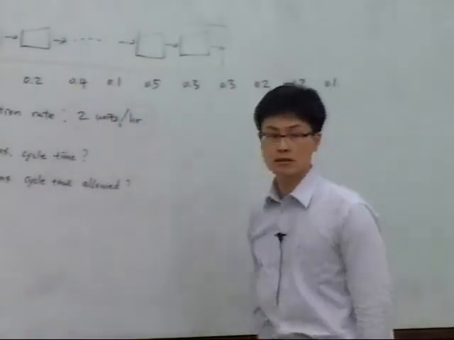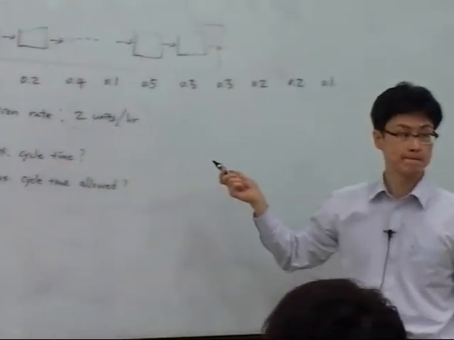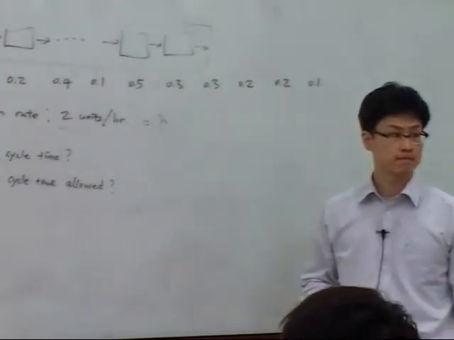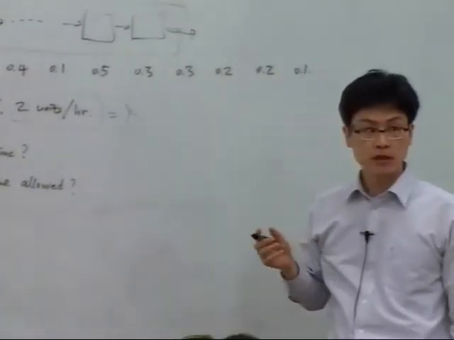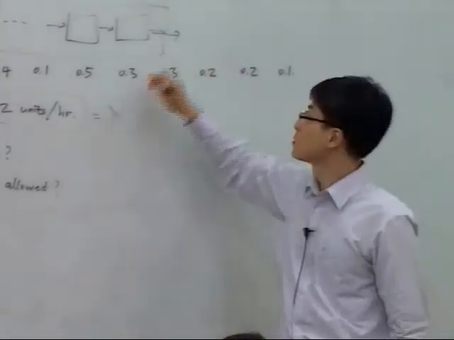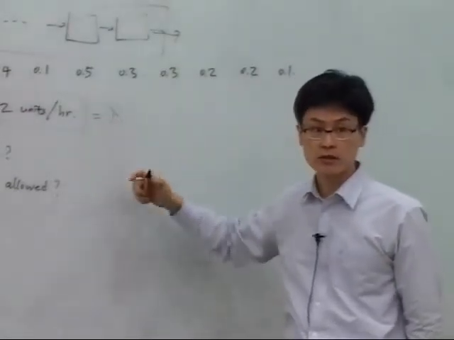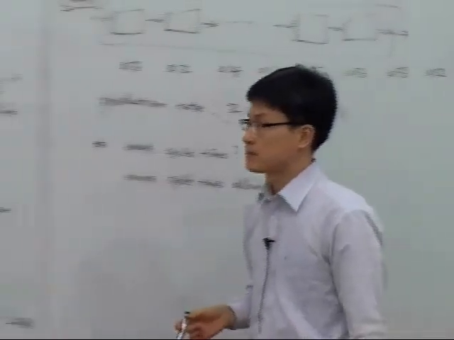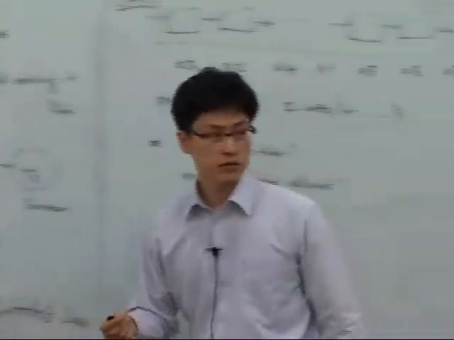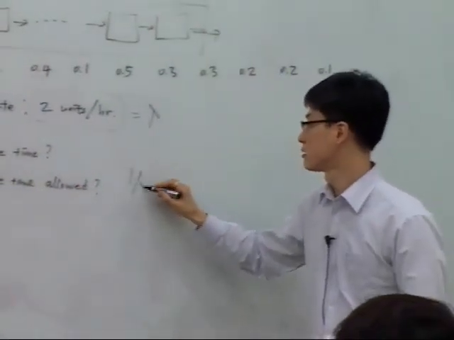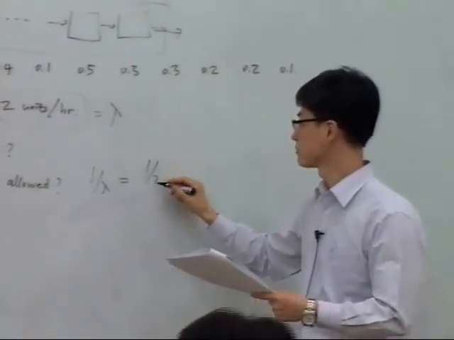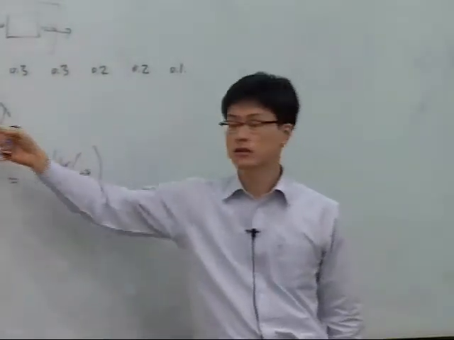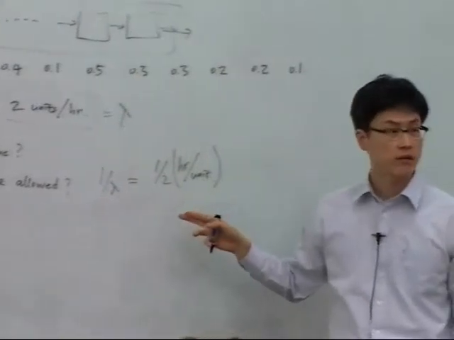What is this in terms of that? It's a lambda, because out of your system, it's a demand rate, right? Your customer demands at least 2 units per hour, so it's a demand rate, lambda. Conceptually, cycle time is the reciprocal of this lambda. In order to satisfy that, the maximum cycle time allowed is half an hour.